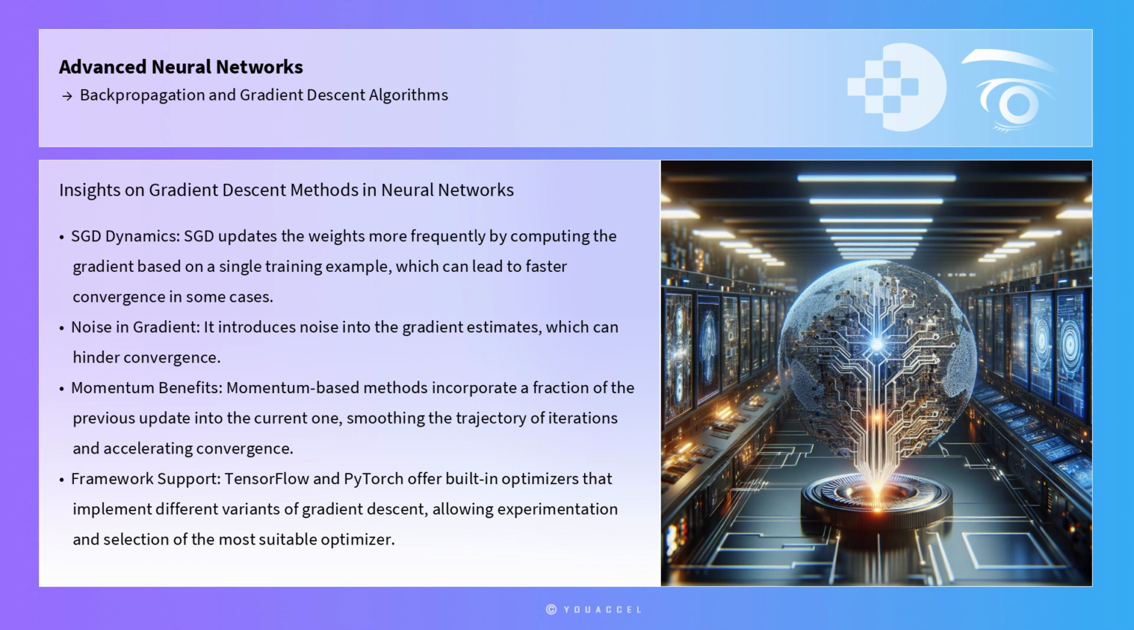Practical application of gradient descent in neural network training is supported by popular deep learning frameworks. TensorFlow and PyTorch offer built-in optimizers that implement different variants of gradient descent, allowing practitioners to experiment with and select the most suitable optimizer for their specific problem.